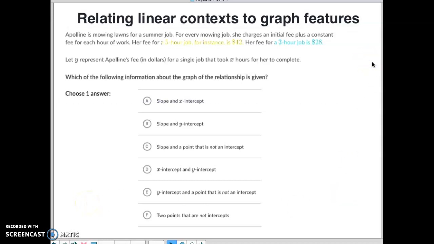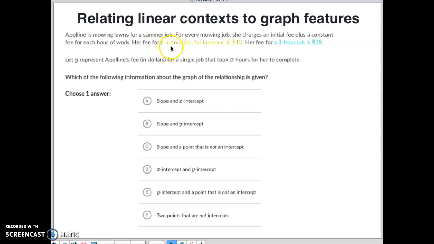All right, so this is relating linear context to graph features. It's a 7-question set and it does take a little thinking, so we're only having one today. Eppeline is mowing lawns for a summer job. For every mowing job, she charges an initial fee plus a constant fee for each hour of work. So far, they haven't told us anything.